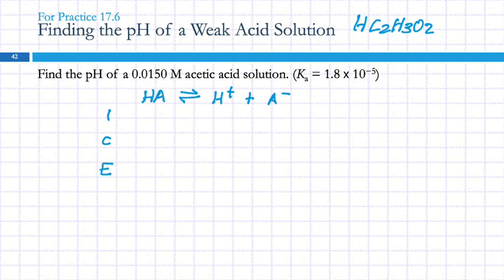So this is the initial concentration, 0.0150. And what do we put for the hydrogen ion? Approximately 0. And for A minus, that's going to be 0.